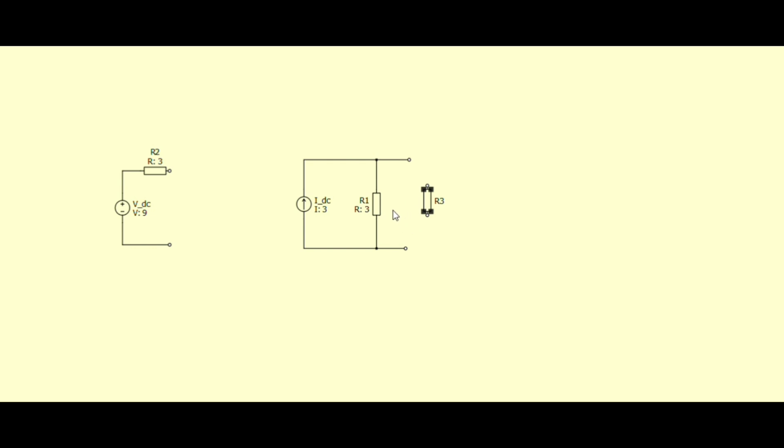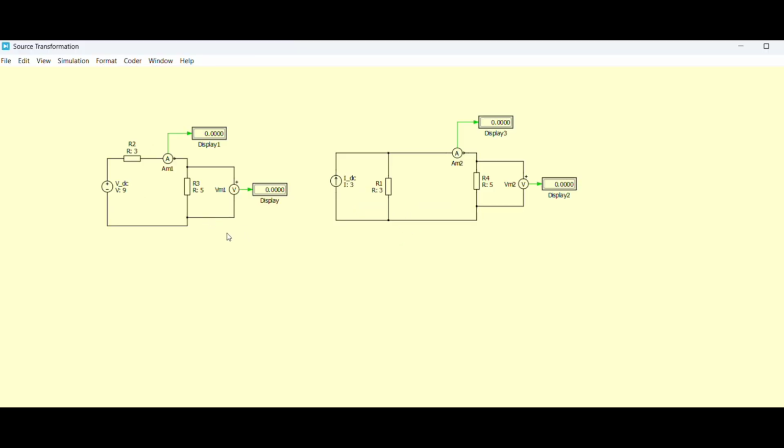So let's verify this using PLECS simulation. Now I have completed the simulation circuit. I have connected the same load resistance of 5 ohm in both cases. I have already told you how to decide the values of voltage and current. I am running this simulation.